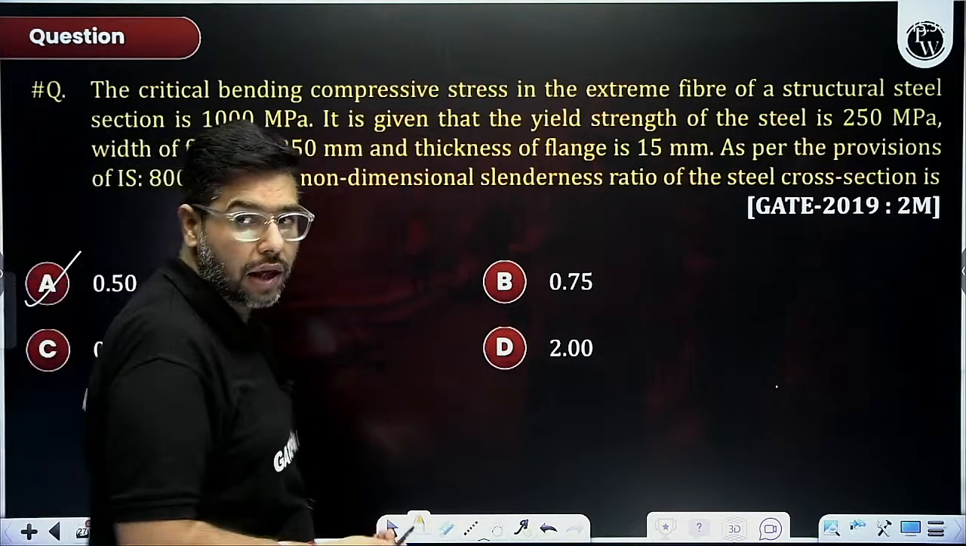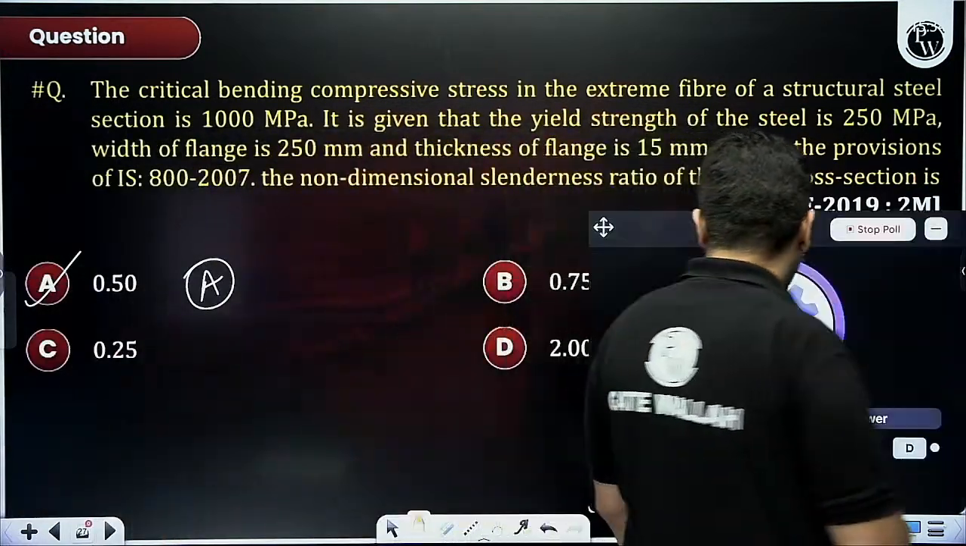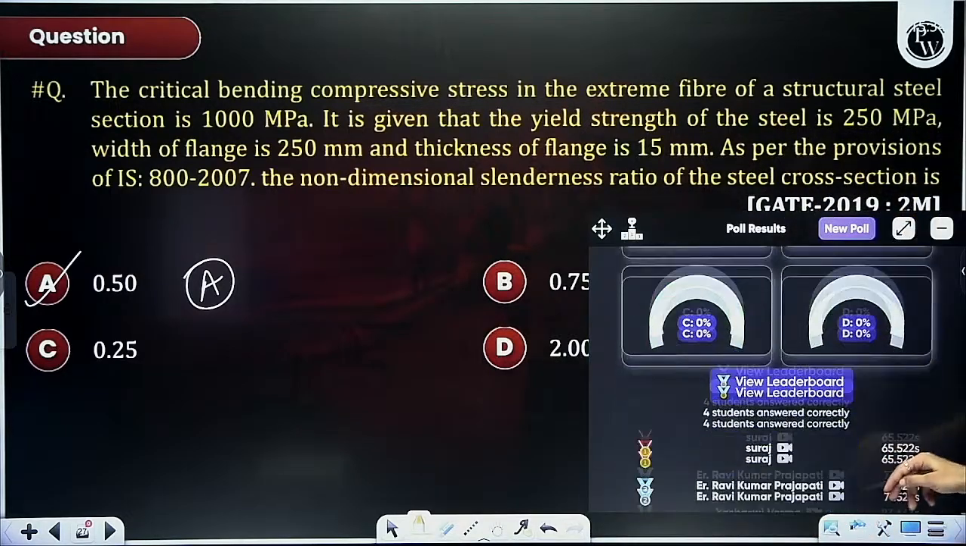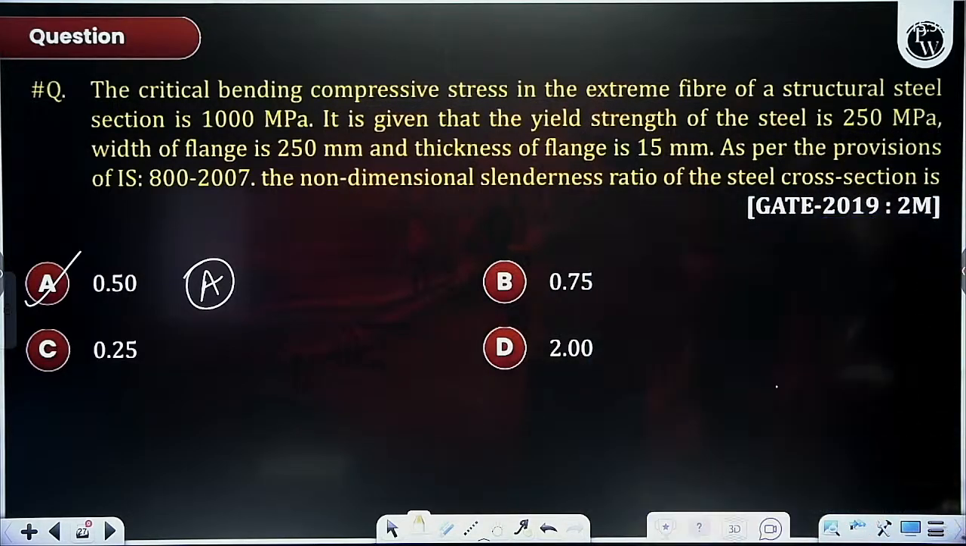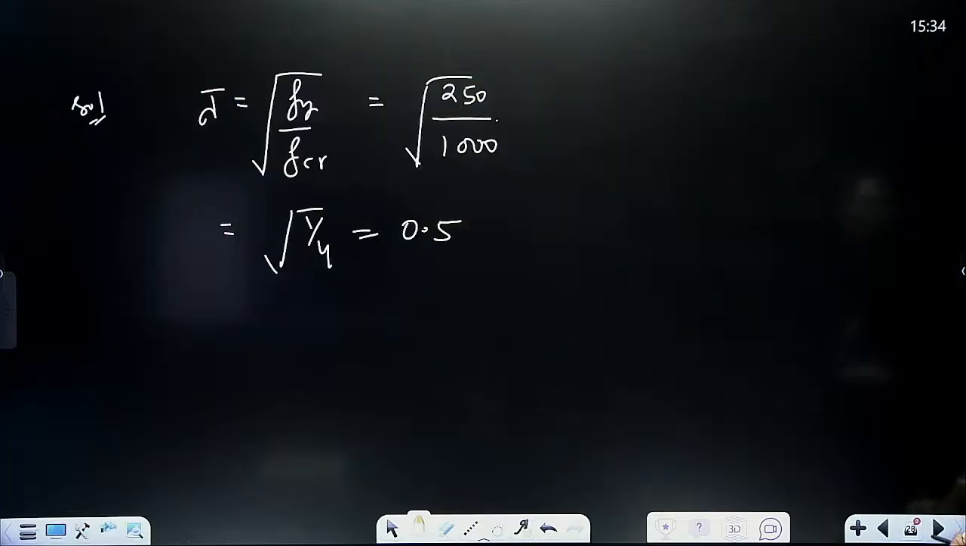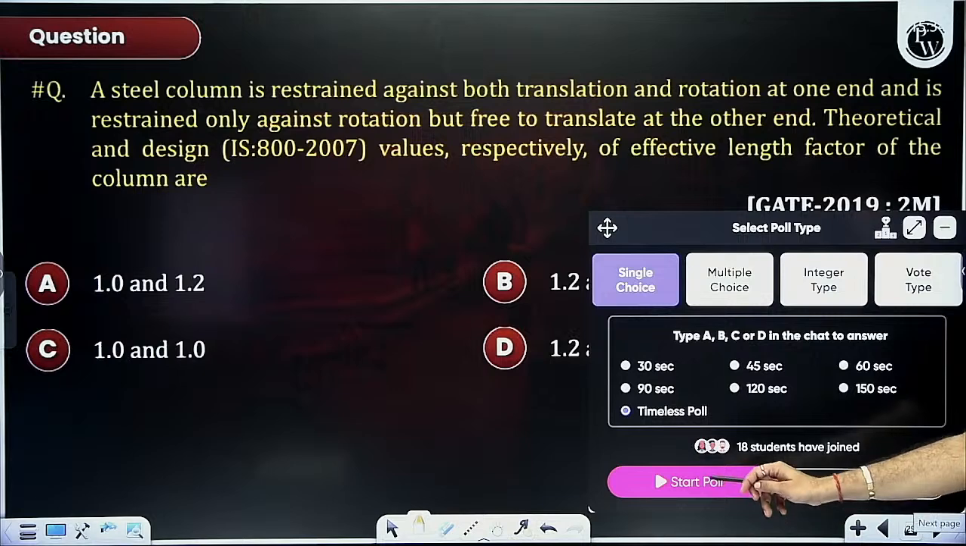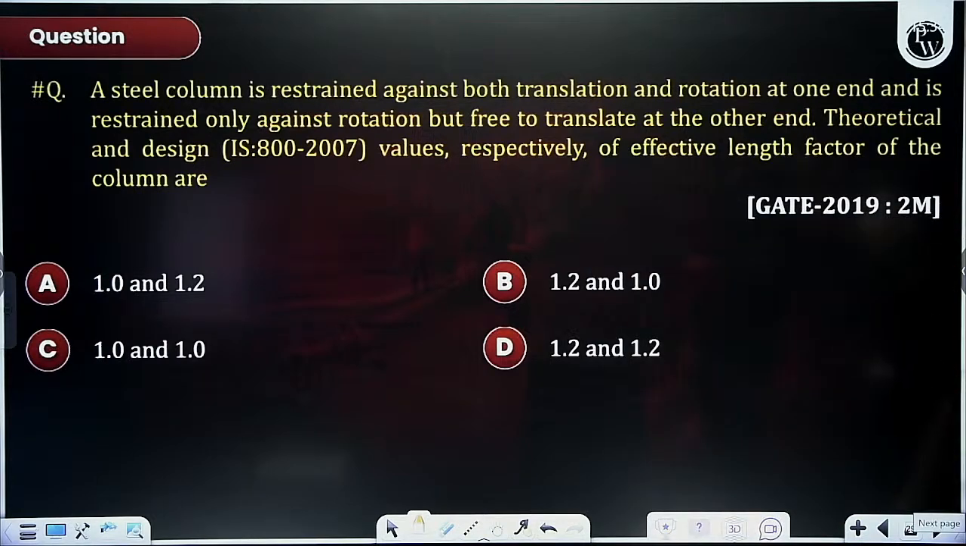So like this you can calculate the value of lambda bar. That is a non-dimensional effective strength ratio. A was the correct answer. Almost all of you have given me the correct answer. Very good. Next question, few more questions I have to show you. Effective length factor of column. So tell me the answer of this one as well.